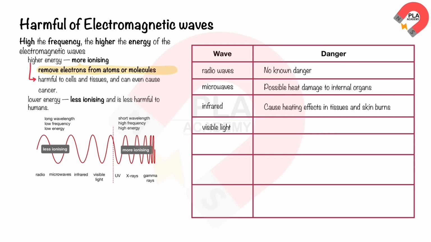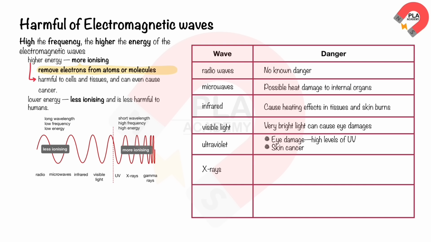Visible light. Very bright light can cause eye damage. This is because the retina of the eye is sensitive to light. Ultraviolet. If eyes are exposed to high levels of UV, it can cause severe eye damage. Skin cancer. Ultraviolet is ionizing, meaning it can kill cells or cause them to malfunction, resulting in premature aging and diseases such as skin cancer.